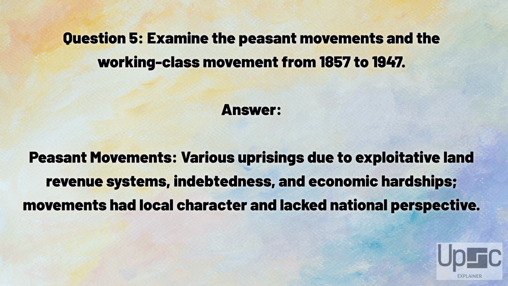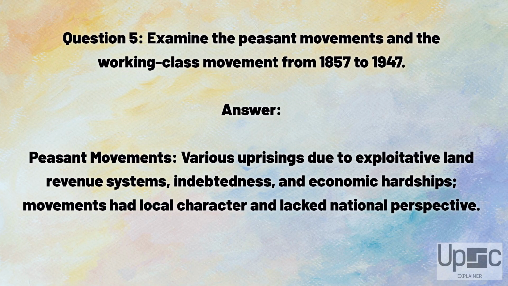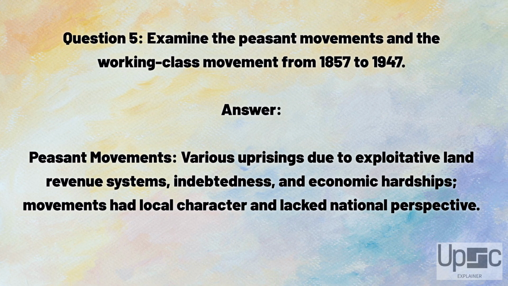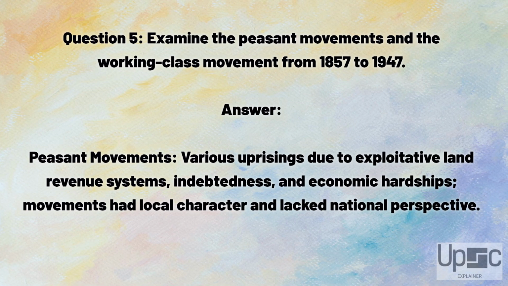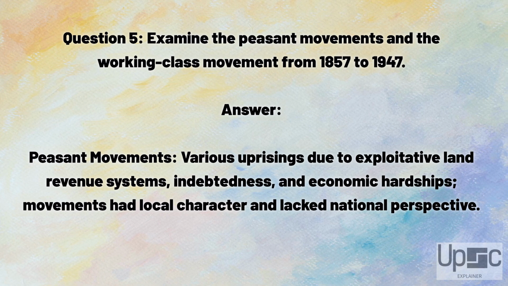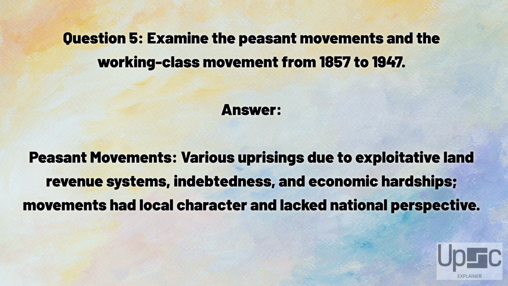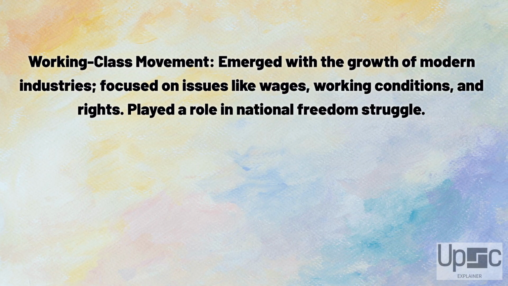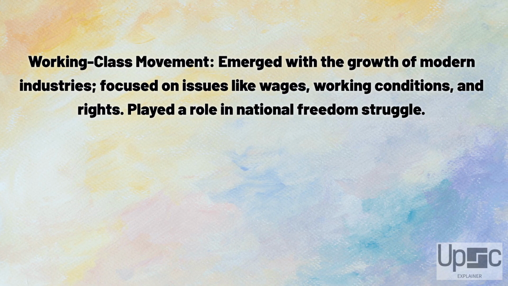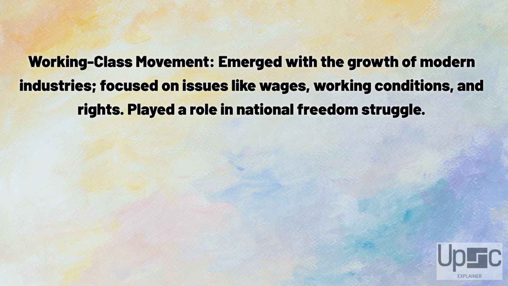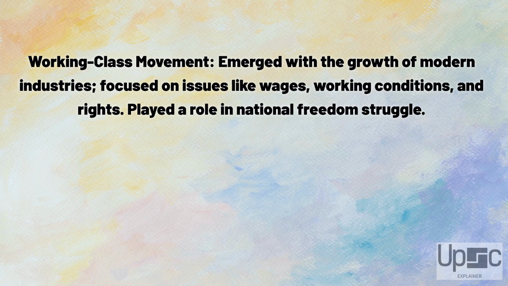Question 5. Examine the peasant movements and the working class movement from 1857 to 1947. Answer. Peasant movements. Various uprisings due to exploitative land revenue systems, indebtedness, and economic hardships. Movements had local character and lacked national perspective. Working class movement emerged with the growth of modern industries, focused on issues like wages, working conditions, and rights. Played a role in the national freedom struggle.